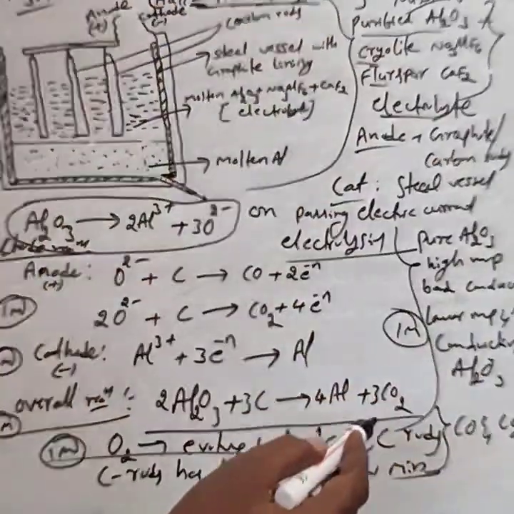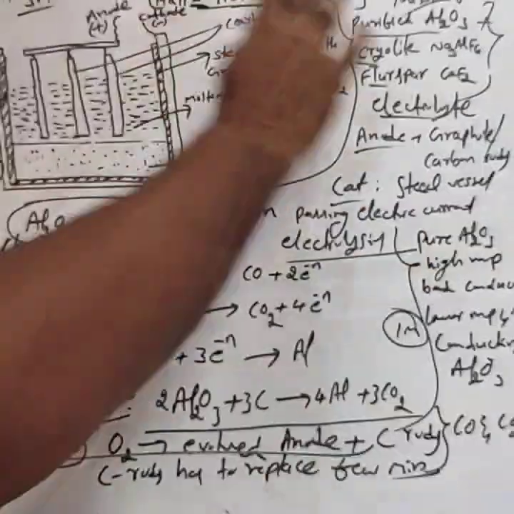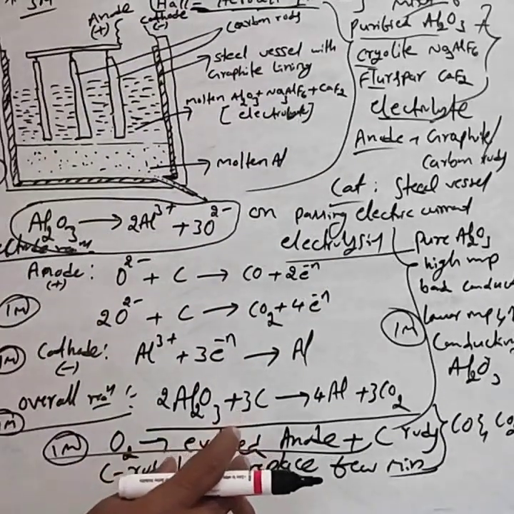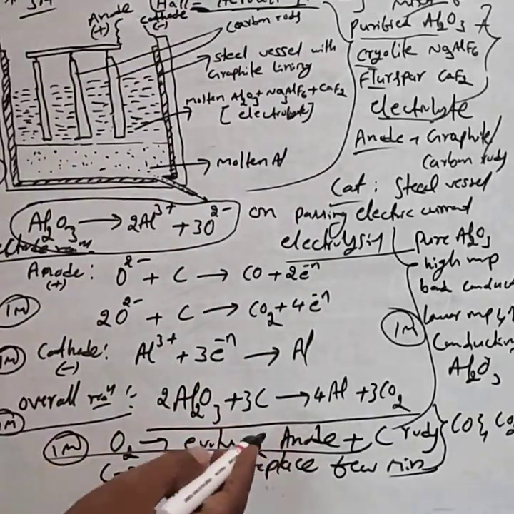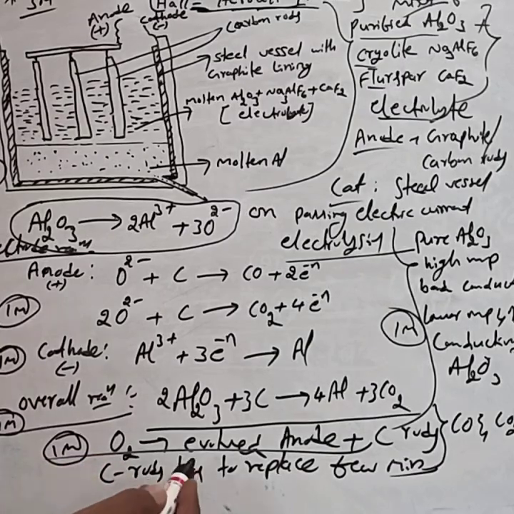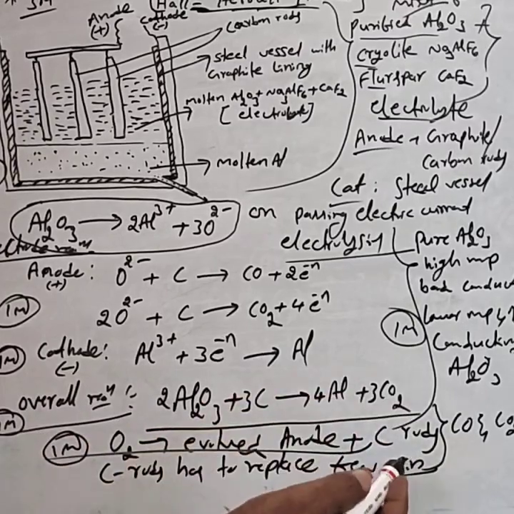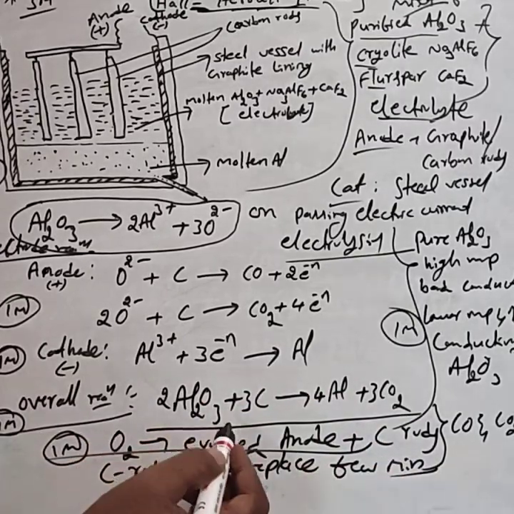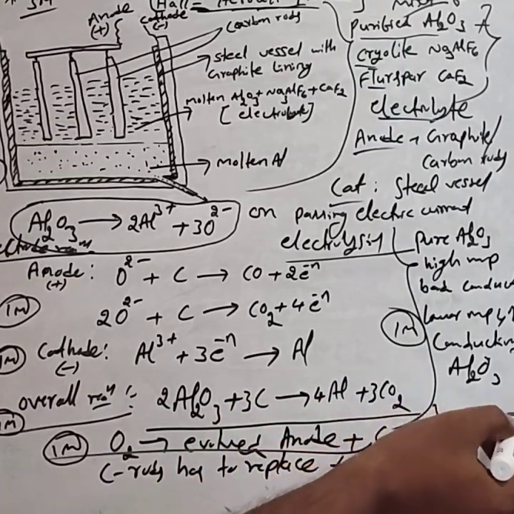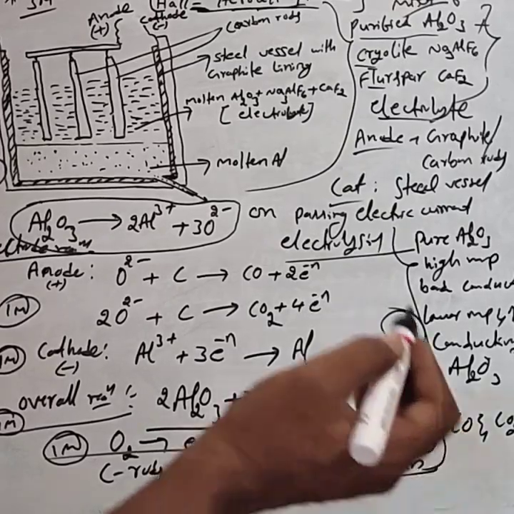There are a number of splitting questions in the Hall-Héroult process. They do not ask the entire procedure. They can generally consider the splitting type of question. Name the gas evolved at the anode. The gas is oxygen. Or they can ask like this: why do graphite rods, carbon rods, have to be replaced every few minutes? For that, one reason is the oxygen evolved at the anode combines with carbon rods, forms carbon monoxide and carbon dioxide. Hence, carbon rods have to be replaced every few minutes.